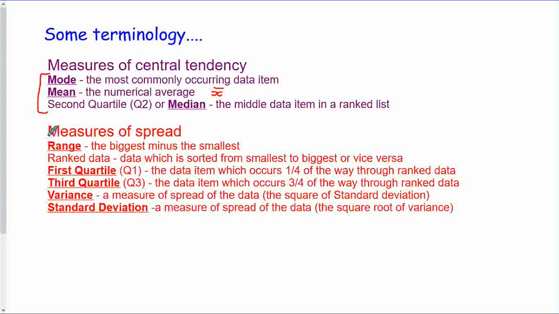And then we have a few measures of spread, how spread out the data is. So range is the biggest minus the smallest. Ranked data is data which is sorted. The first quartile, Q1, is the data item which occurs 1/4 of the way through ranked data. The third quartile is the data item which occurs 3/4 of the way through ranked data. And then the variance and the standard deviation are a measure of the spread of the data, and I'll talk about that in more detail. Just remember that the variance is the square of the standard deviation, so the standard deviation is the square root of the variance.